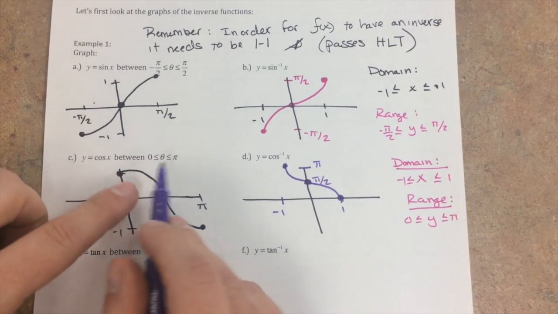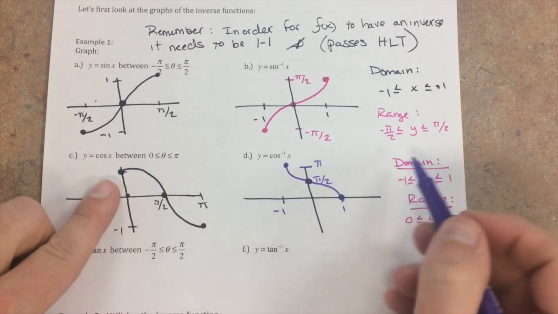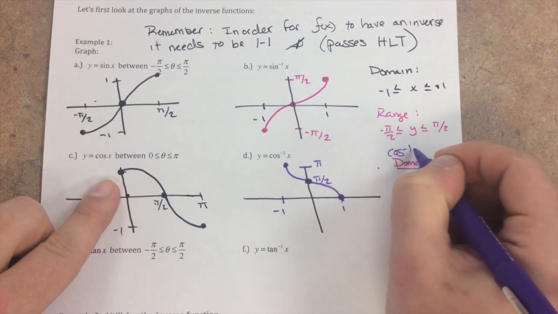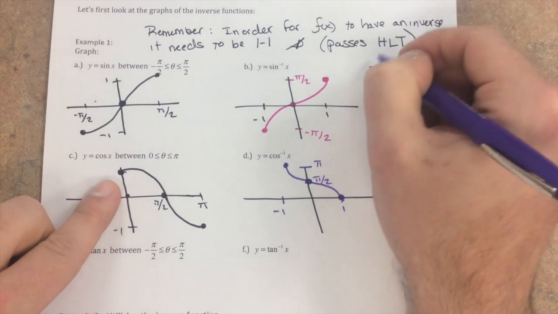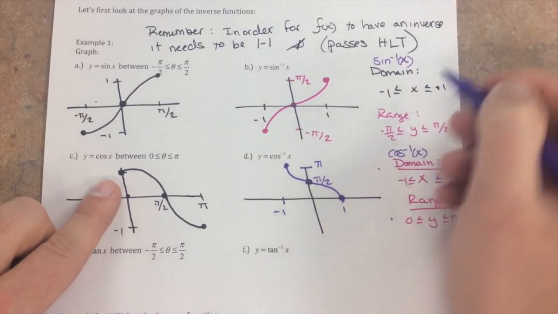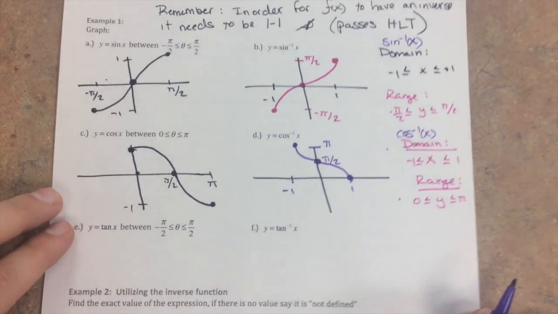And all we're doing is switching the x values with the y values. That's how we get our new domain and range. So this is inverse cosine, and this is inverse sine. So those are our domains and our ranges.